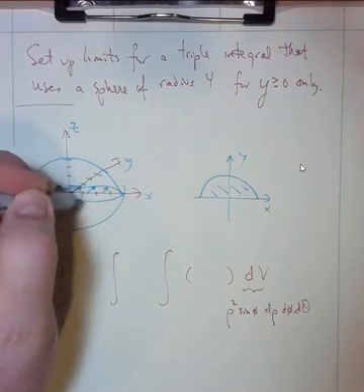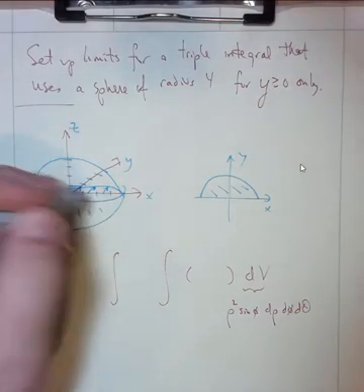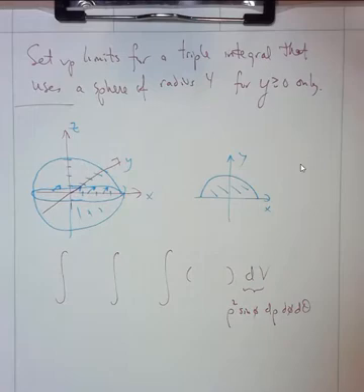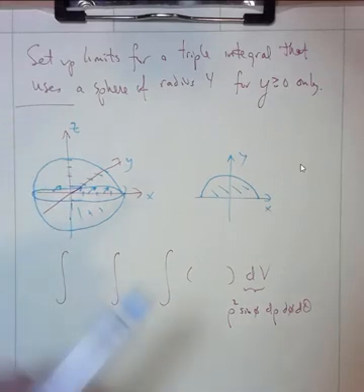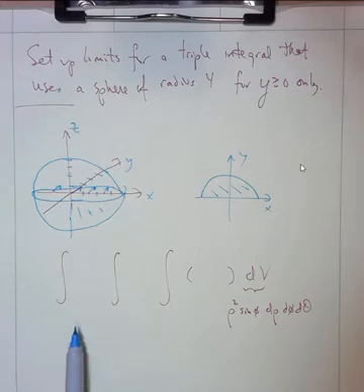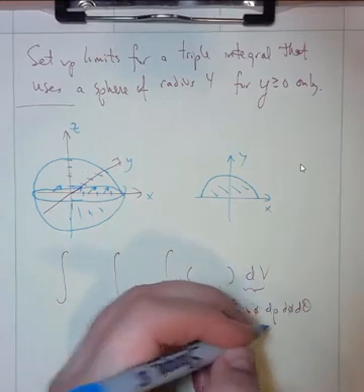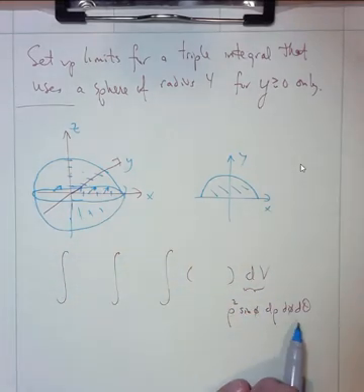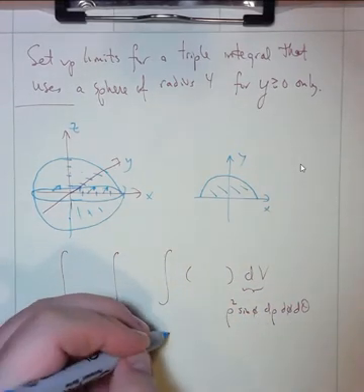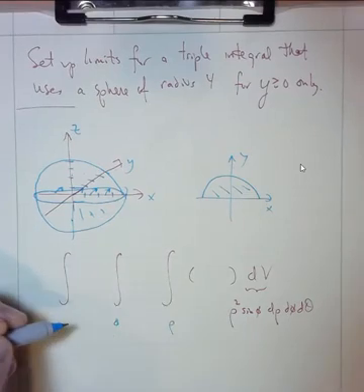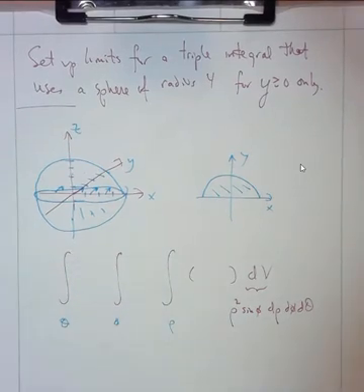Now we're still keeping top and bottom, right? We're still keeping points in the sphere that have positive y coordinates for negative z and for positive z. The y coordinate is the only restriction that we have. So what does that do for our limits? Well, if we're doing dv is d rho, d phi, d theta, then here's our rho integral, here's our phi integral, here's our theta integral.